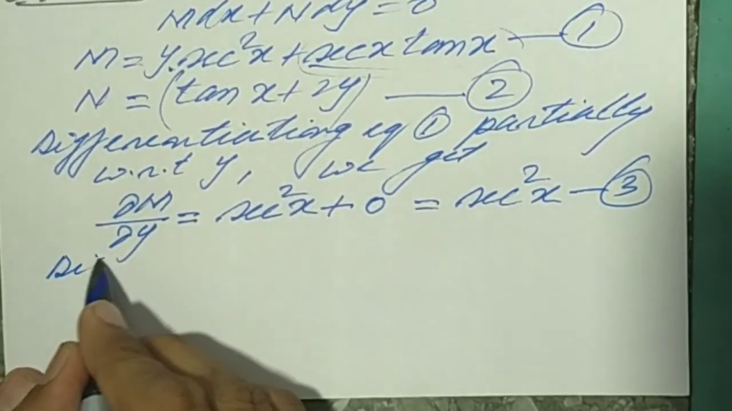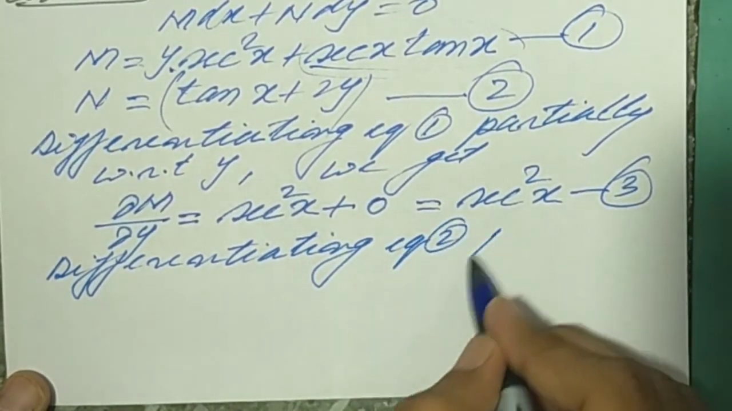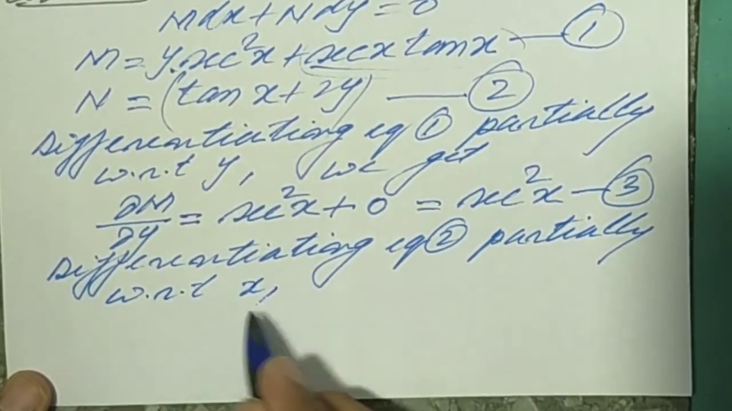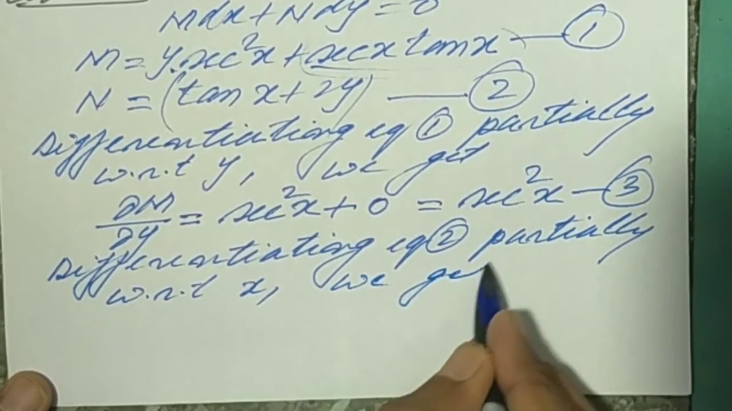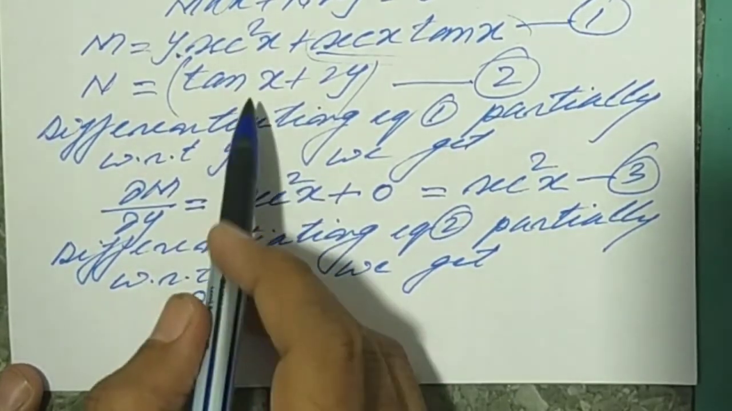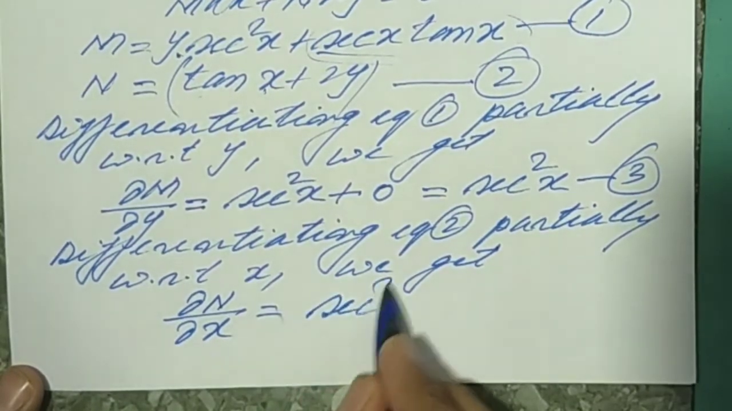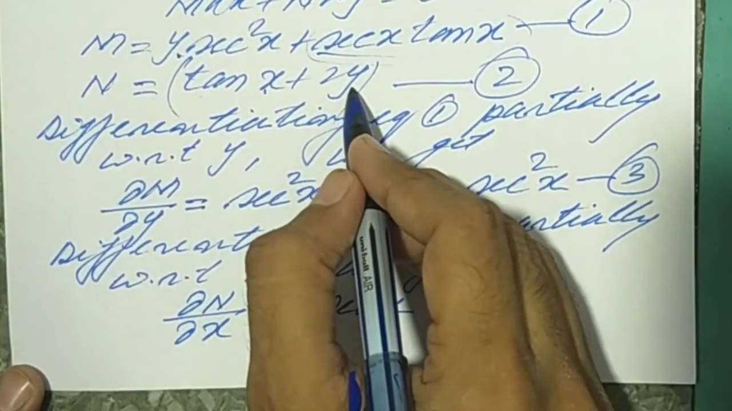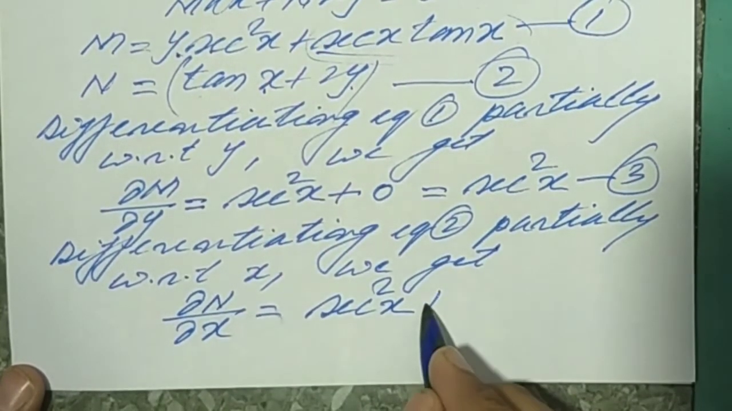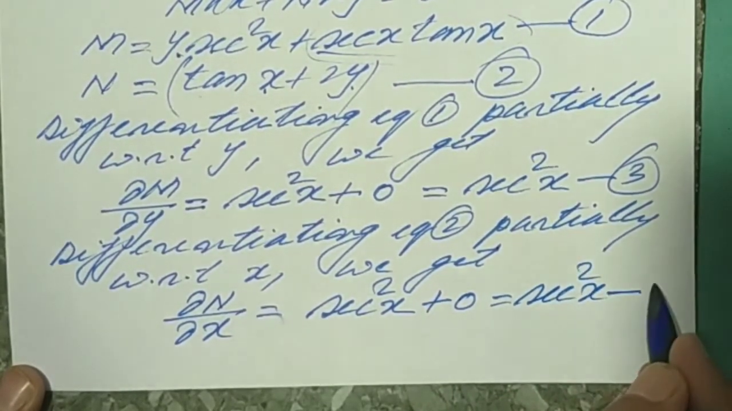Now differentiating equation 2 partially with respect to x, we get del N upon del x is equal to, first term is tan x whose differential is sec square x, and the next term is 2y, there is no x in the term, so this term is considered to be constant, so its differential is 0. Sec square x plus 0 is equal to sec square x, let it be equation number 4.